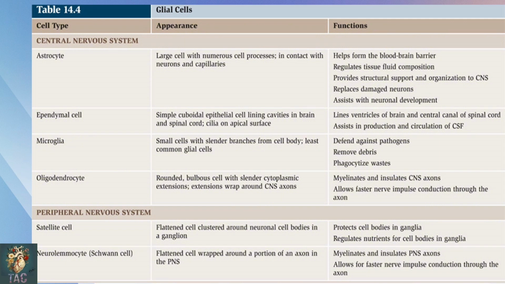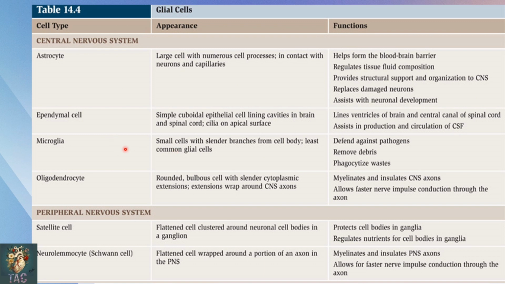So this is a table which shows you the differences between the different types of cells. The astrocytes are large cells with numerous cell processes in contact with neurons and capillaries. Their function is to help form the blood-brain barrier. They regulate tissue fluid composition and provide structural support and organization to the CNS. They replace damaged neurons and assist with neuronal development. Ependymal cells are simple cuboidal epithelial cells lining cavities in the brain and spinal cord, and they function in the secretion and circulation of the CSF.